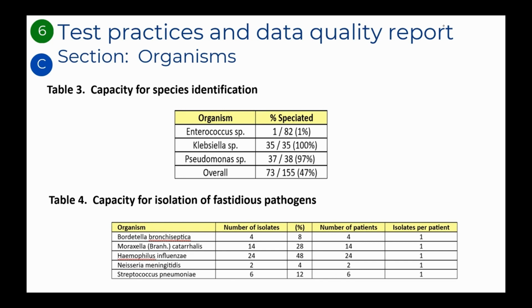In Table 4, we explore the ability of the laboratory for isolating and identifying fastidious organisms. For example, I see the laboratory identified 24 isolates of Haemophilus influenzae and 2 isolates of Neisseria meningitidis, but I see no examples of anaerobic organisms.